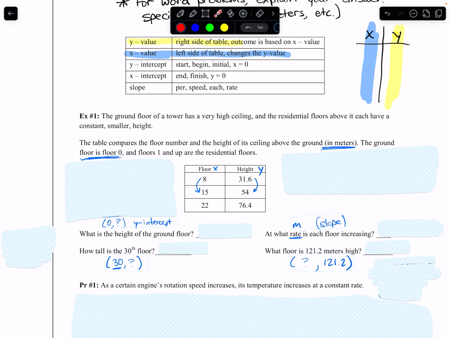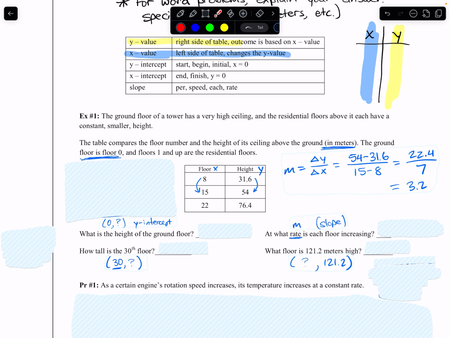Okay, so if you remember from the previous video, if we have a table that doesn't give us any intercepts, our best bet is to calculate the slope first. So I do that here. Remember, the slope is the change in y over the change in x. So I'm going to subtract, I picked these 2 points, by the way. So I subtract the 2 y coordinates, 54 minus 31.6, and then I subtract the x coordinates in the same order, 15 minus 8. If you want a challenge, pick different points. You should get the same slope of 3.2.